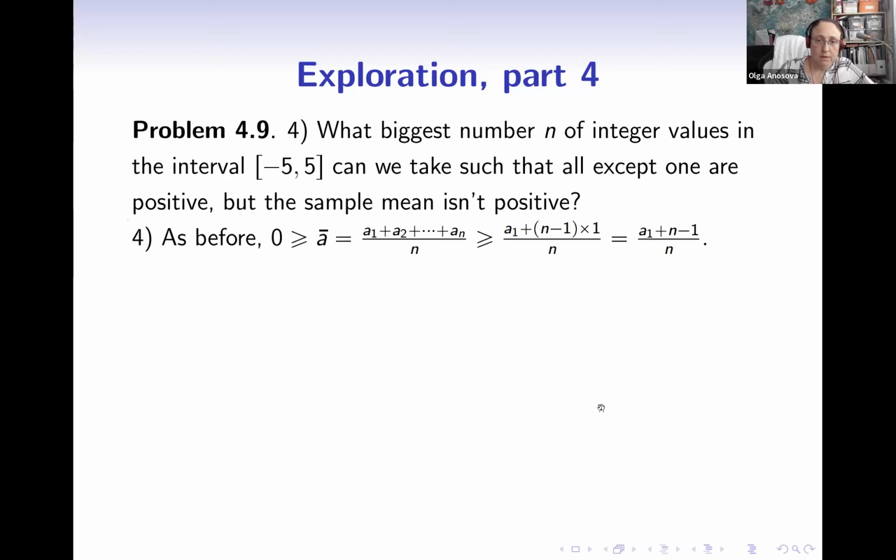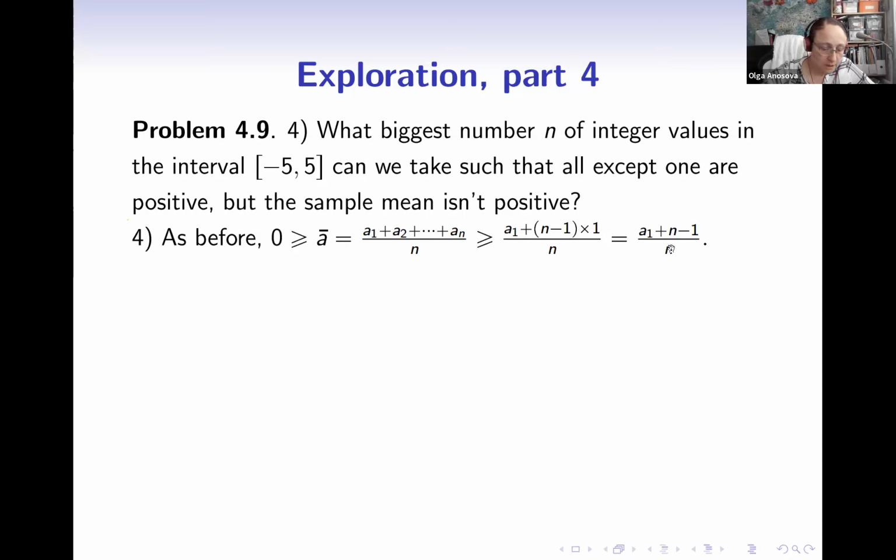So, as before, let's write them down. And suppose that A1 will be our negative that will try to outweigh the rest. And all the other n-1 will take the smallest possible integer equal to 1. Then we'll have this formula for the sample mean.